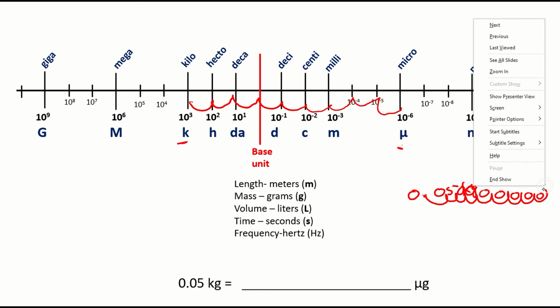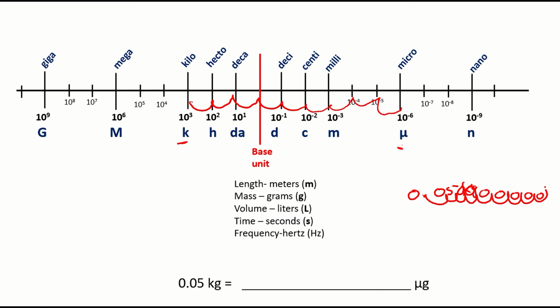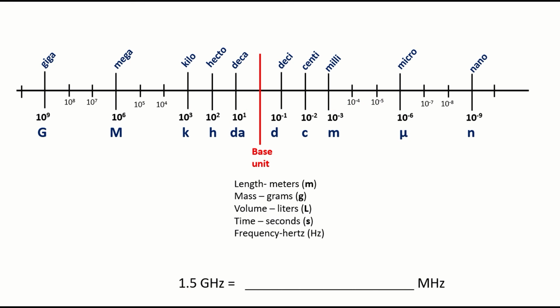This is the new position of the decimal point. Now how many zeros do you have? 1, 2, 3, 4, 5, 6, 7. So write the number here. That is 0.05 kilograms converted into micrograms.